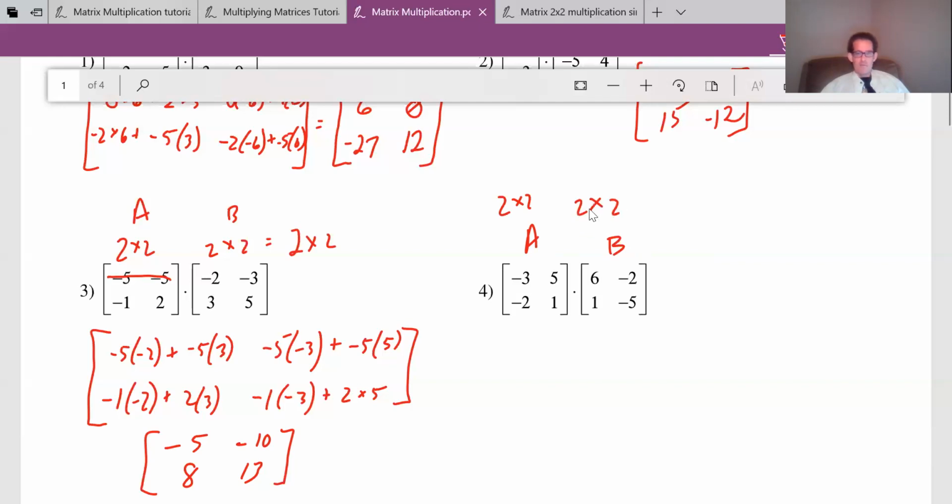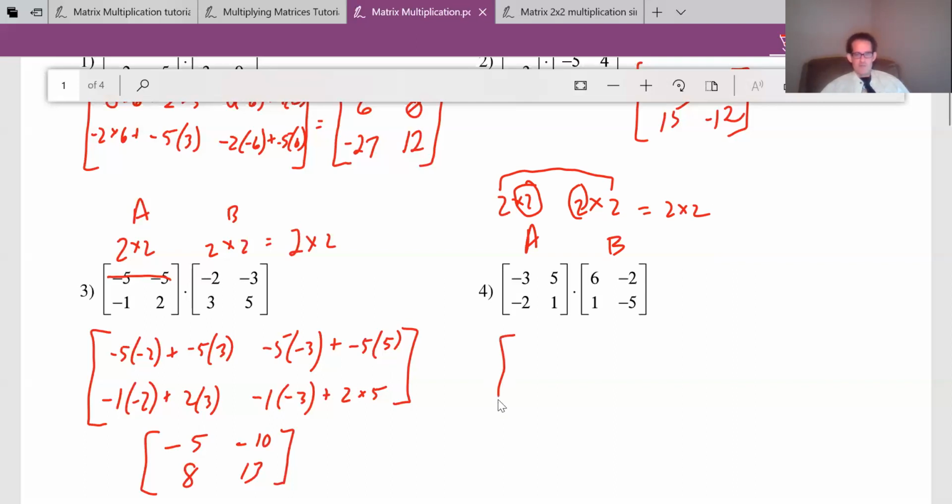So I compare this row with this column. They're both the same. They're both 2s. That means that these outer numbers tell me what my matrix looks like. It'll be a 2 by 2 matrix. The product of A and B will be. All right. So let's find out what it is.